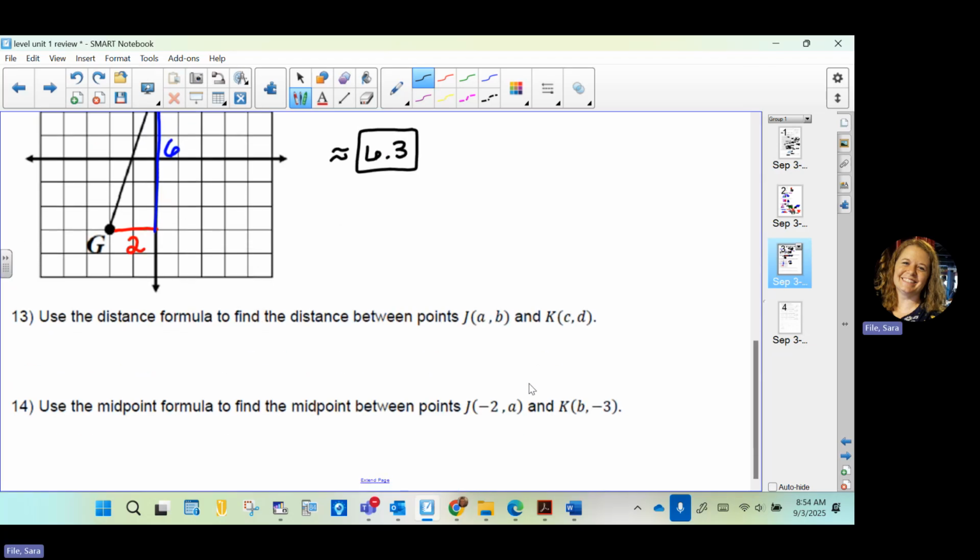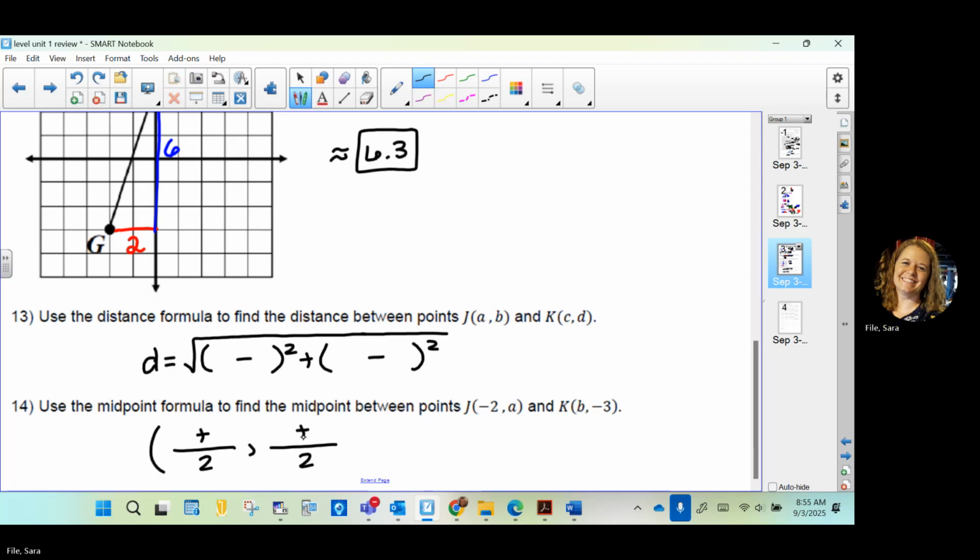All right. Now, using the formula when they're letters is just practicing plugging in. The calculator's not going to do this for you. It's just practicing. Do I know where to plug everything in? So it's the same formula that I just used. Okay, same thing for midpoint. It's the same formula I just used. And I'm just going to plug things in.